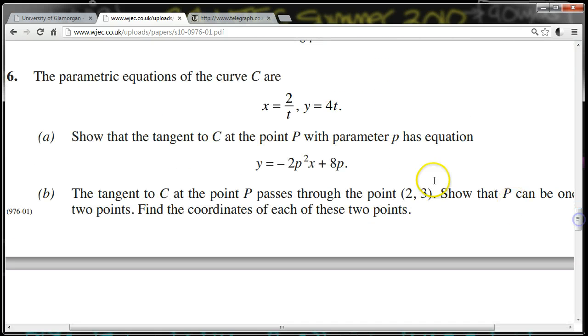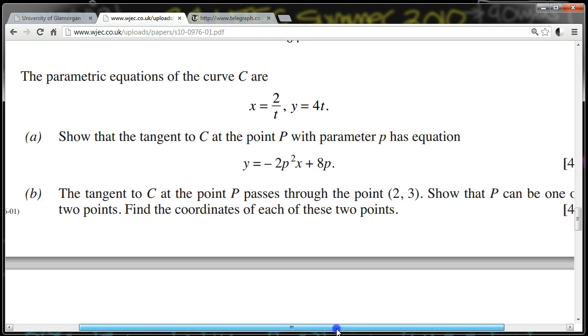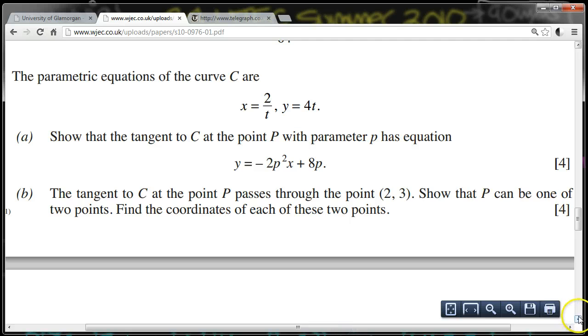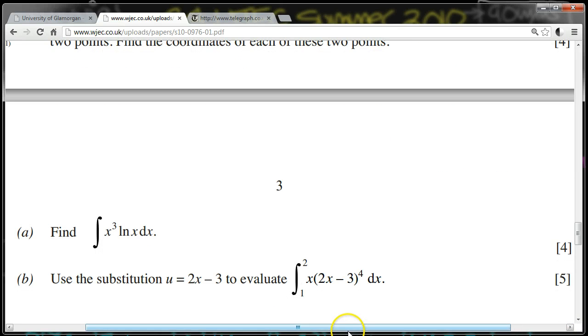Question 5. Parametric differentiation, again, is fairly straightforward. Parameter p at the point capital P, show that the tangent has this equation. That's a nice question. And then you've got a final question here in regard to tangents. So that's a lovely question, that one.